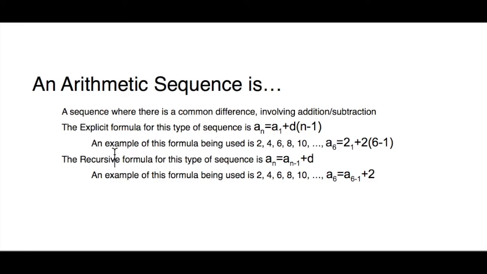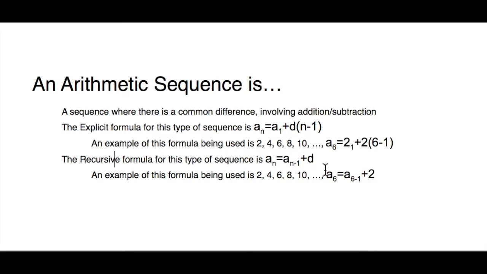Now, onto the recursive formula. The recursive formula is used to find a term using the previous term. So you have a_n equals a_(n minus 1) plus d. There's a difference. Instead of the n minus 1 being multiplied by the d, the common difference, it's the term. So it's the previous.